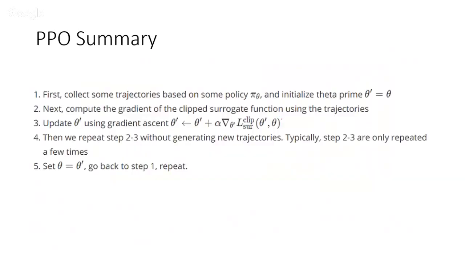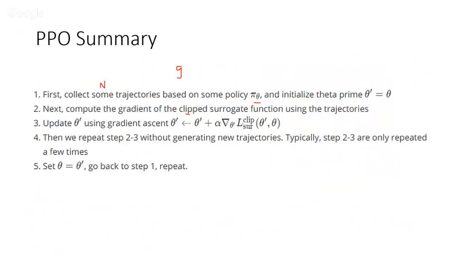Okay, so now we can summarize the proximal policy optimization process. First, collect some trajectories based on some policy theta. Remember, initially we were collecting only one, but now we are collecting some n trajectories, so that we reduce the noise in G. Then initialize theta prime as theta, and then we compute the gradient of the clipped surrogate function.